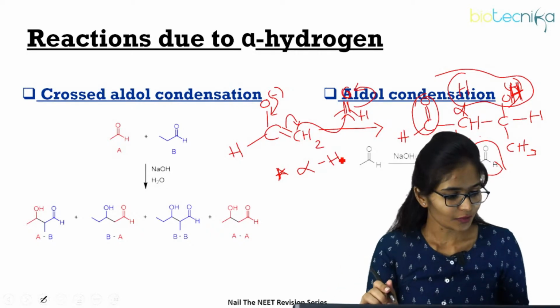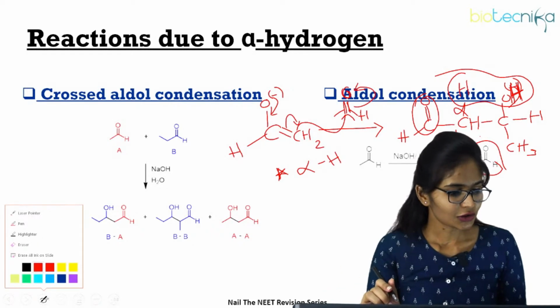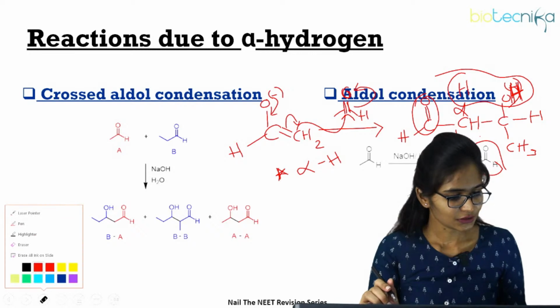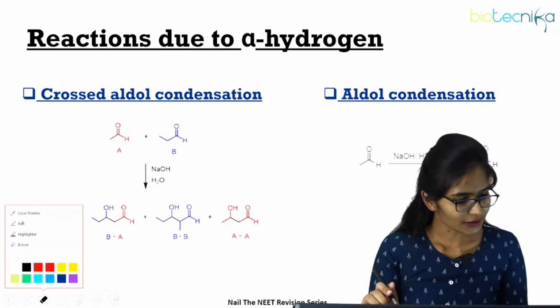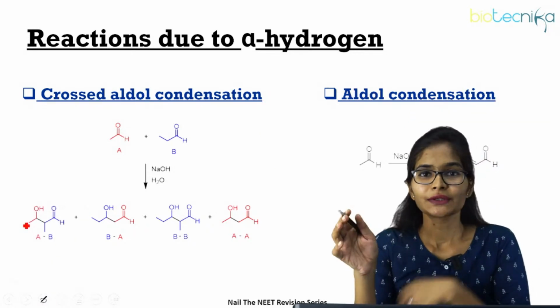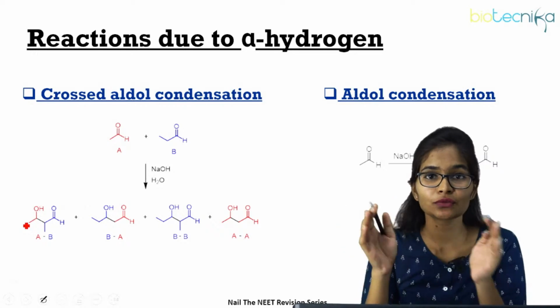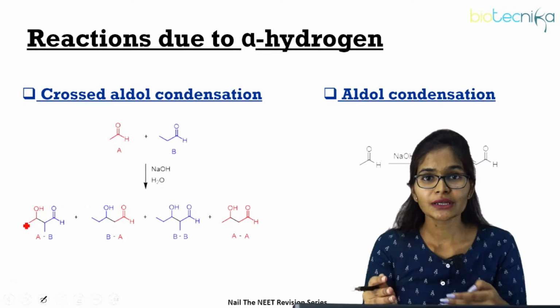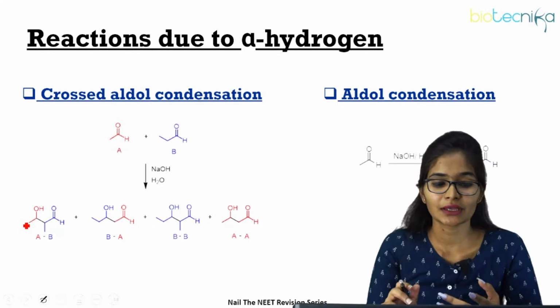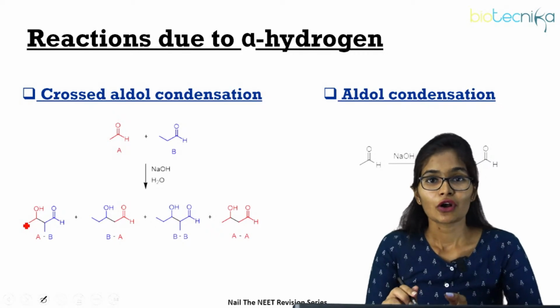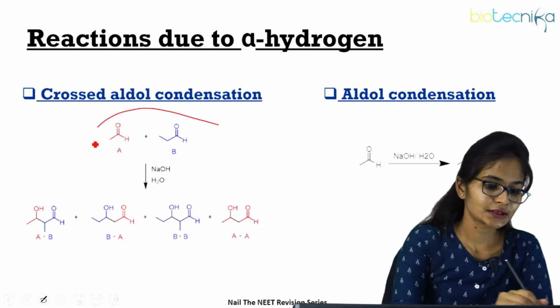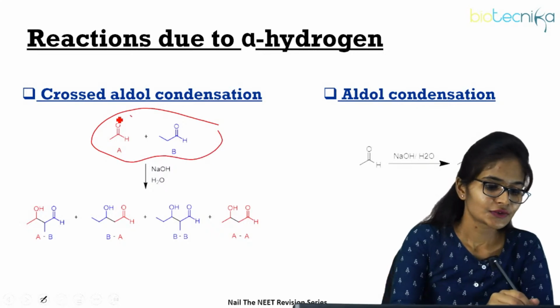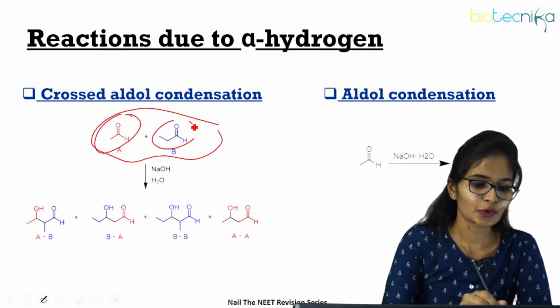Okay, and now coming to cross aldol condensation. In case of cross aldol condensation, what happens? If we have the same aldehyde or the same ketone molecules, then we can follow the aldol condensation. Suppose we have different aldehydes or different ketones, then what can we do? We can go for cross aldol condensation. You can see here two different aldehydes, right? This is ethanal, this is propanal, right?